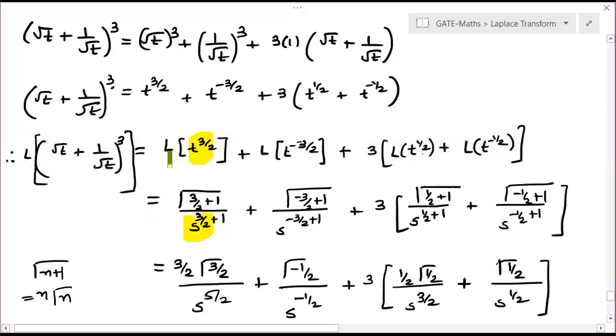And since n is not an integer over here, if it is an integer we can write n factorial, but it is not an integer, so we write gamma n plus 1. So it is gamma 3 by 2 plus 1. Here it is gamma minus 3 by 2 plus 1. Here it is gamma half plus 1. Here it is gamma minus half plus 1. Okay. So this will be your 3 by 2 gamma 3 by 2.